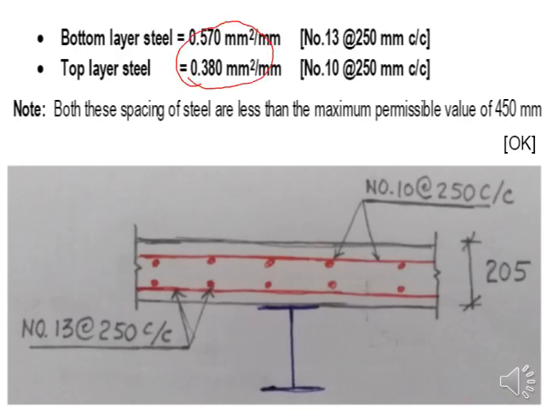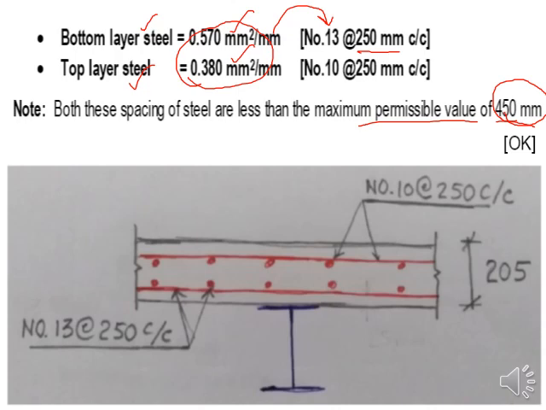Okay, if any one of the conditions we have discussed in the previous slide is not satisfied, you cannot use these values for the bottom layer steel and for the top layer steel. So if those are satisfied, then these area of steel values you can use, and corresponding to that you can calculate the number of bars and the spacing. This maximum permissible spacing value is 450 millimeter. That I think we didn't discuss in the theoretical part, so here in the design example problem you have to point it out. Both these spacings of the steel are less than the maximum permissible value of 450.